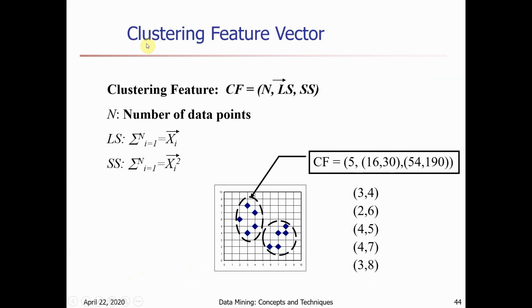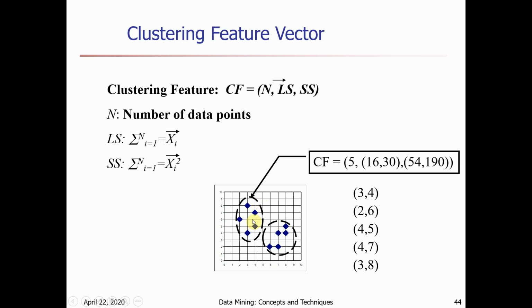So how do we represent clustering features? The CF vector follows this syntax: CF = (N, LS, SS), where N is the number of data points, LS is the linear sum, and SS is the square sum, right? Observe in this diagram we have two clusters, C1 and C2.